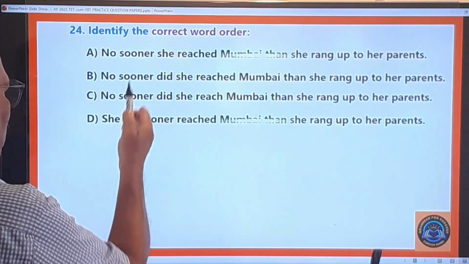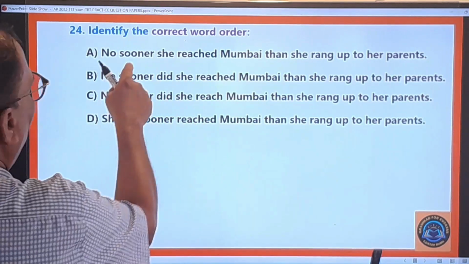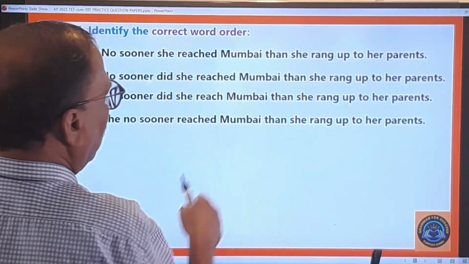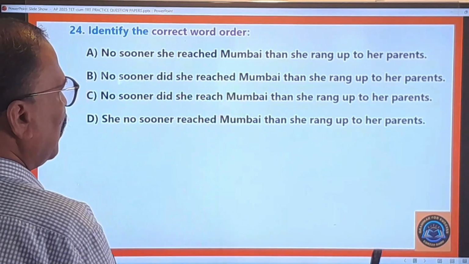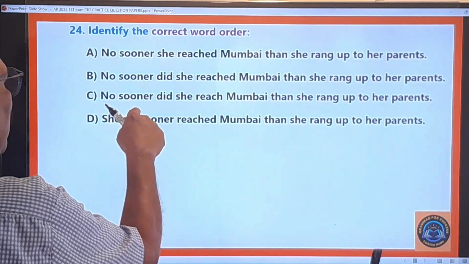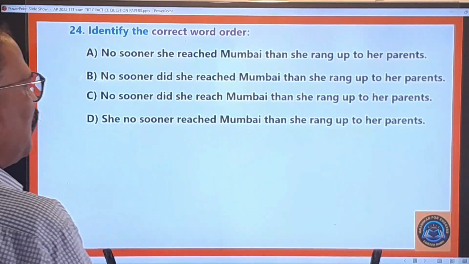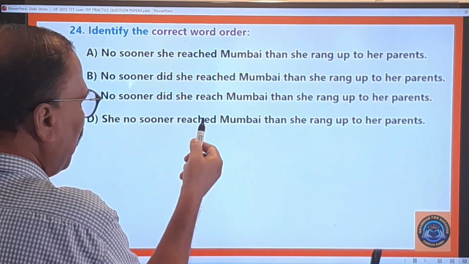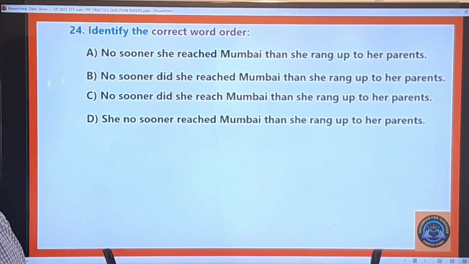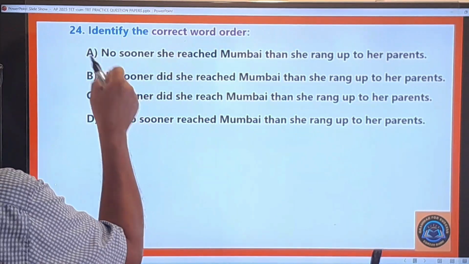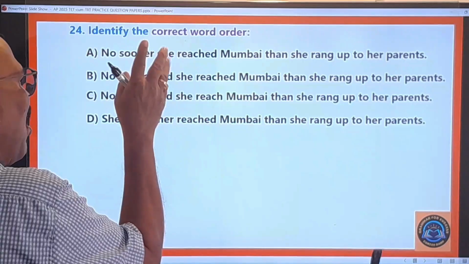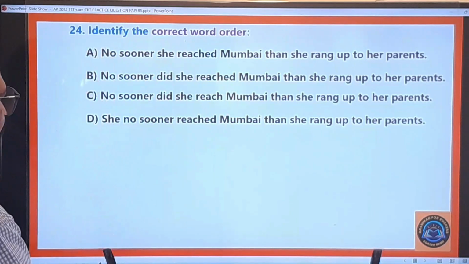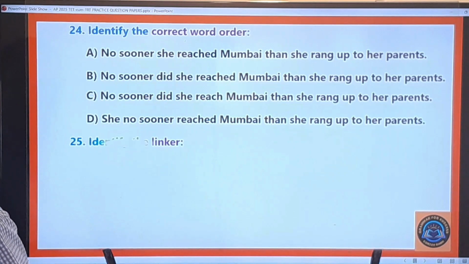So here are given some options. No sooner she reached Mumbai than she rang up to her parents. No sooner did she reach Mumbai than she rang up to her parents. She no sooner reached Mumbai than she rang up to her parents. So you choose that sentence in which there is correct word order. So that is going to be your answer. You move on to the 25th question.